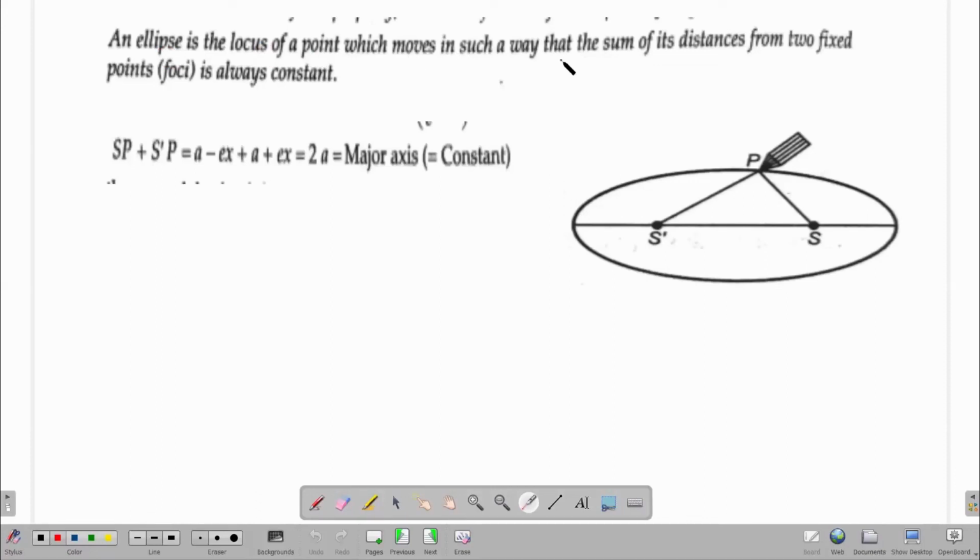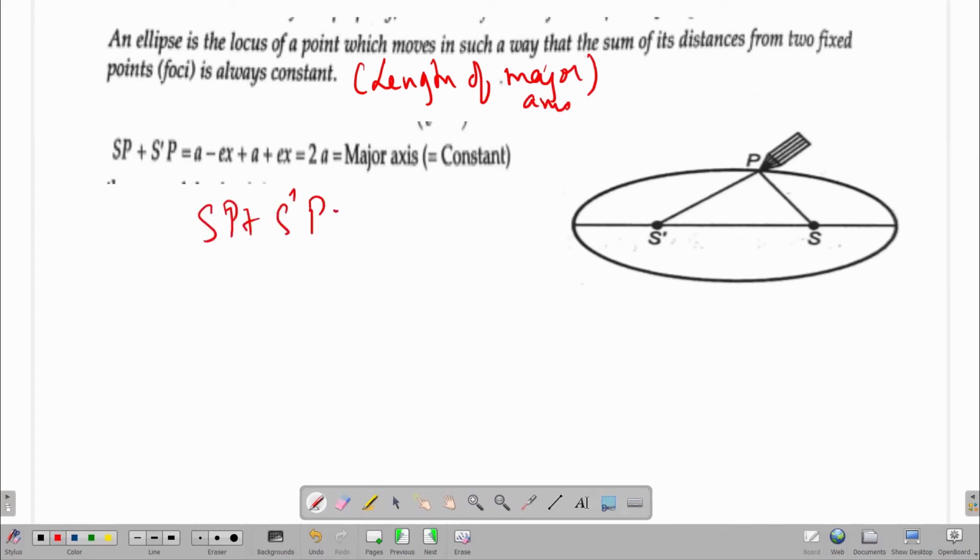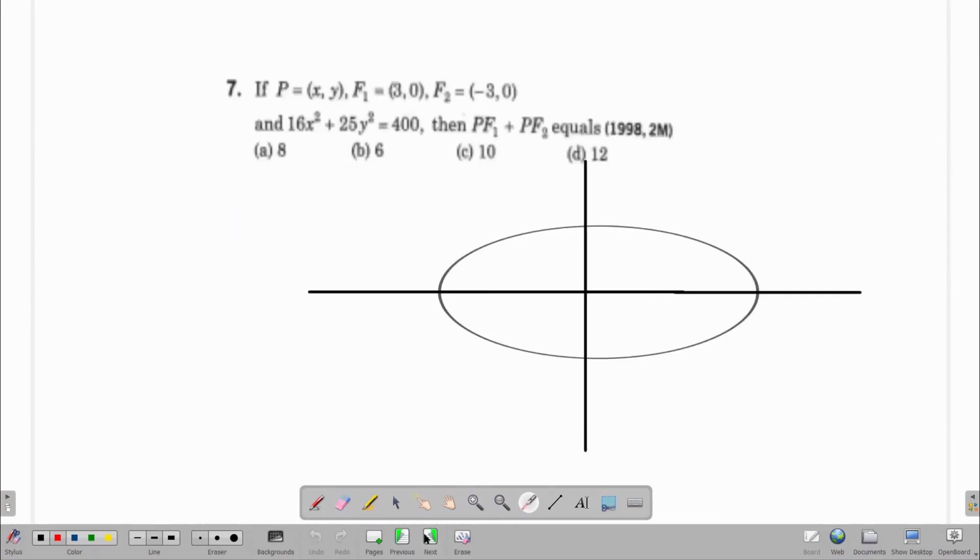So my definition is: an ellipse is the locus of a point which moves in such a way that the sum of its distances from two fixed points is always constant, and that constant is always the length of the major axis. As you can see here, SP plus S dash P is 2A. So this constant is always the length of the major axis. Now the application of this second definition is here.